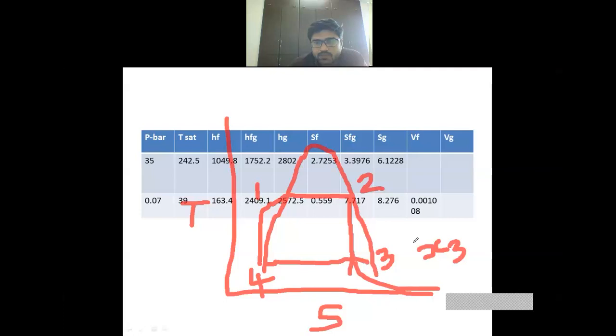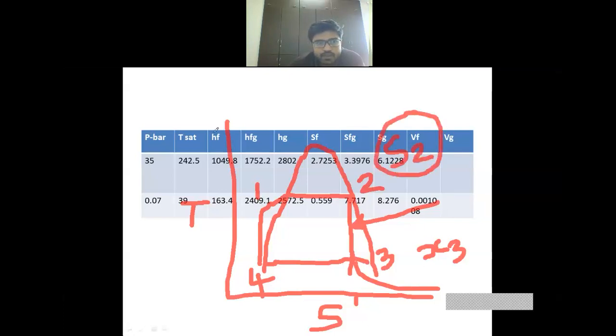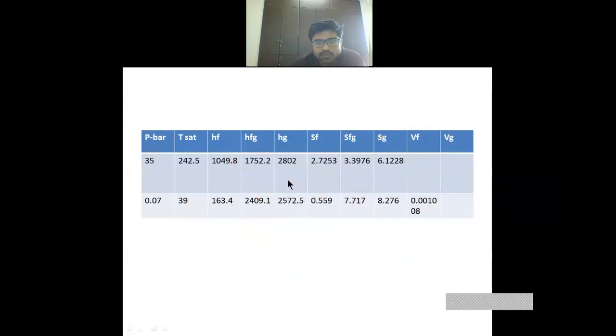So here we can do one thing. You can see this is a totally vertical line. A vertical line means S2 is equal to S3. This is the line for entropy. So we can say that S2 is equal to S3. That's why first of all we have to find out S2. I hope that you understood my point.